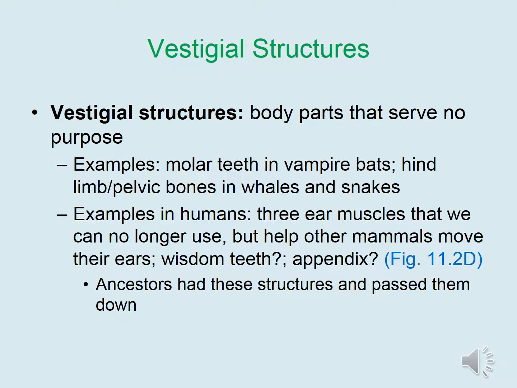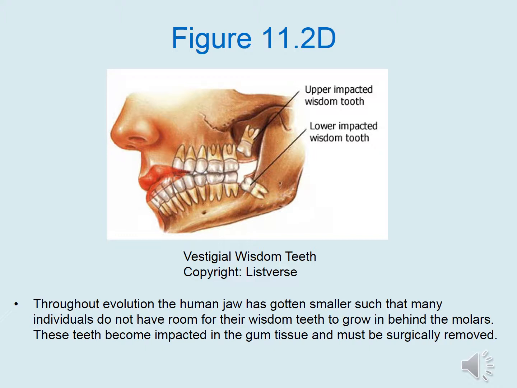What about wisdom teeth? We discussed these at the beginning of this presentation. Are they really necessary? Even the appendix, a tiny structure that hangs off of our large intestine, does serve a function in the immune response. But so many people have their appendices removed and are absolutely fine, so the argument is that we really don't need this organ anymore. So just why do organisms have these vestigial structures if they no longer use them? Well, ancestors had these structures and passed them down to their descendants. Throughout evolution, the human jaw has gotten smaller such that many individuals do not have room for their wisdom teeth to grow in behind the molars. These teeth become impacted in the gum tissue and must be surgically removed.